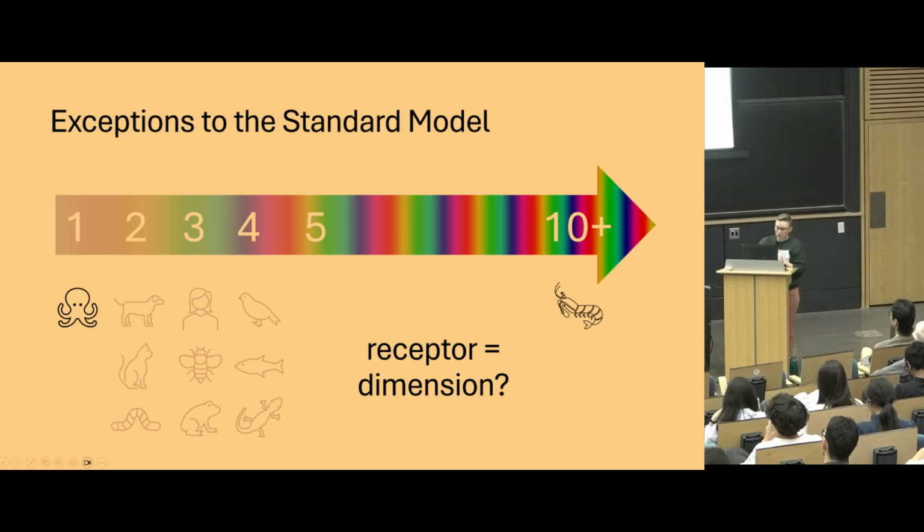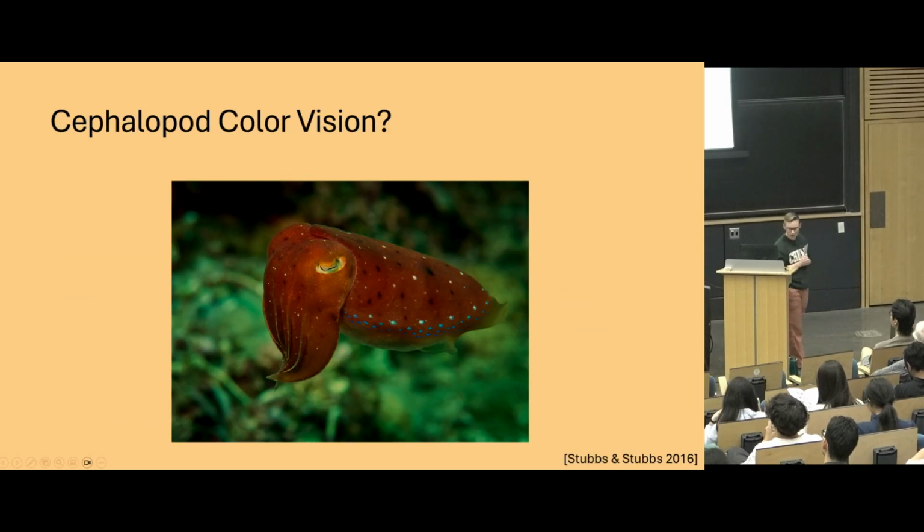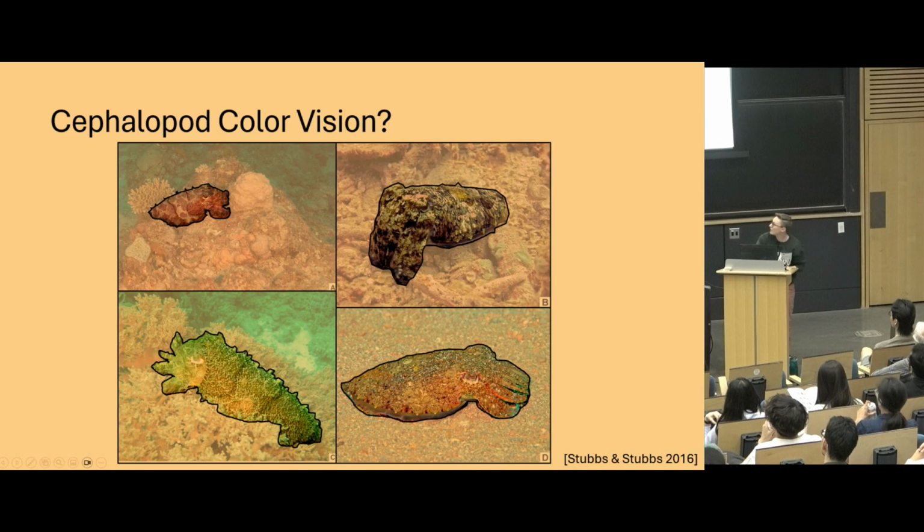So we're going to start by looking at these cephalopods. This is a cuttlefish. It can change the color of its skin to do behaviors like color camouflage.